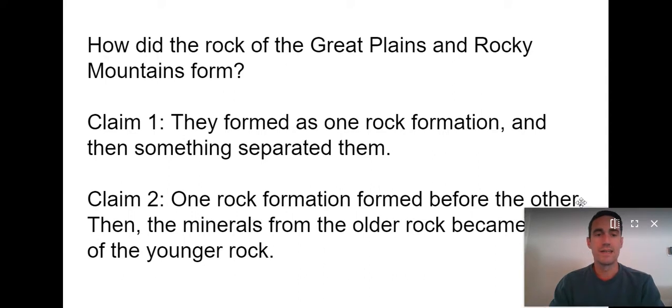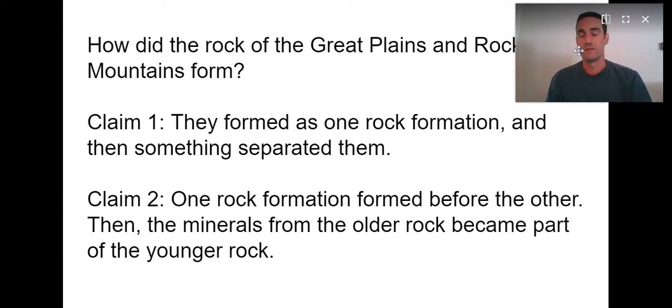So the ideas that they had in the videos, or in this last video, the claims that those 2 students came up with, were claim 1. He said that they formed as one rock formation and then something actually separated them apart. And then she said that one rock formation could have formed before the other, and then the minerals from the older rock became part of the younger rock. So saying that the rock actually changed from one type to another, and that one part is actually much older than the other one. Now, they kind of left this open-ended, and the teacher said, well, we're going to figure that out. So that is what we're actually going to do.